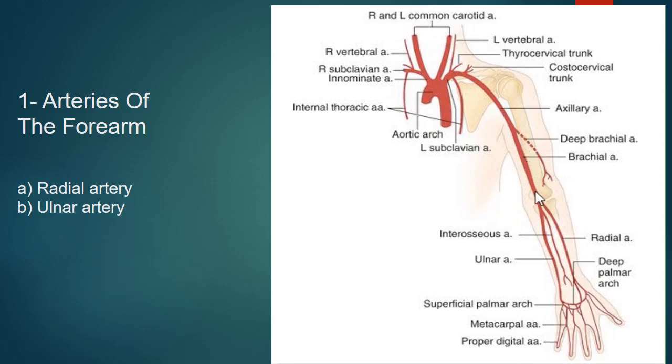This brachial artery, opposite the neck of radius in the inferior part of cubital fossa, terminates by dividing into two terminal branches. The first one is the radial artery, which runs on the lateral side of the forearm, and the second one is the ulnar artery, which runs on the medial part of the forearm. We'll talk about the course and branches of these arteries one by one.